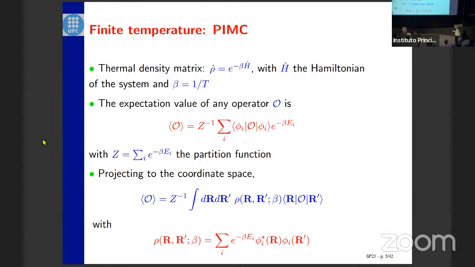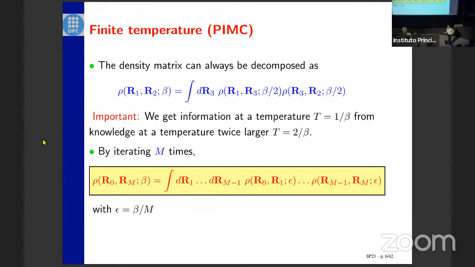The good thing about the density matrix is that, as you probably remember from quantum mechanics, it can always be decomposed in the following way. It follows a convolution property, in such a way that at a given temperature, where beta is the inverse of the temperature, you can make the convolution product of two density matrices, but at higher temperature, at two times the temperature. So if you are able to approximate the thermal density matrix at high temperature, and you iterate this not two, but many times, you can arrive at the temperature that you want. This is the essential idea.